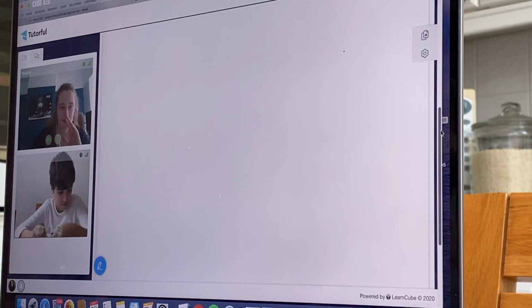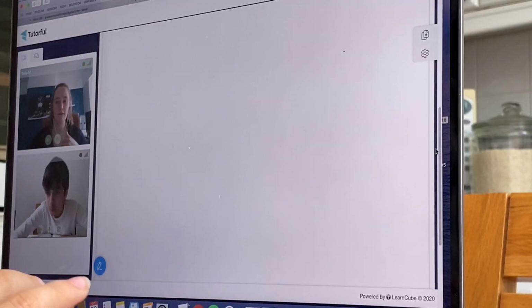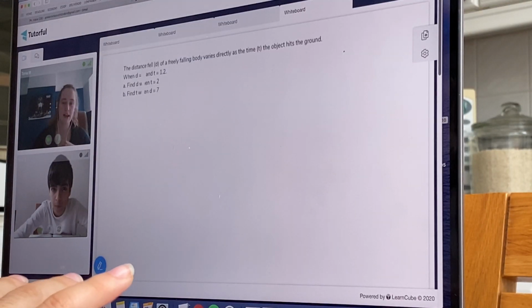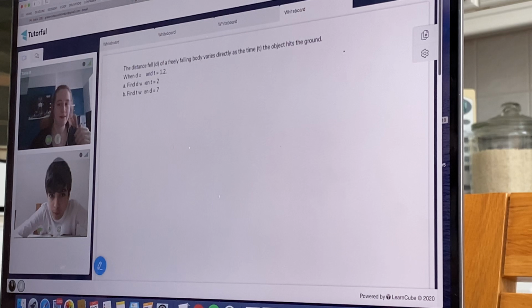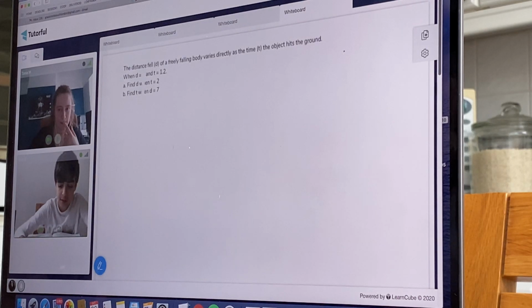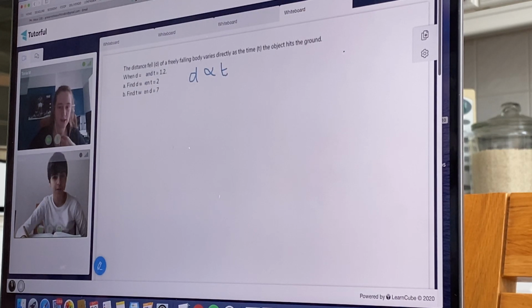The distance fallen of a freely falling body varies directly as the time t the object takes to hit the ground. Okay, so d is equal to kt, yes, d is directly proportional to t. And then, do you happen to know an equation that links distance and time together?